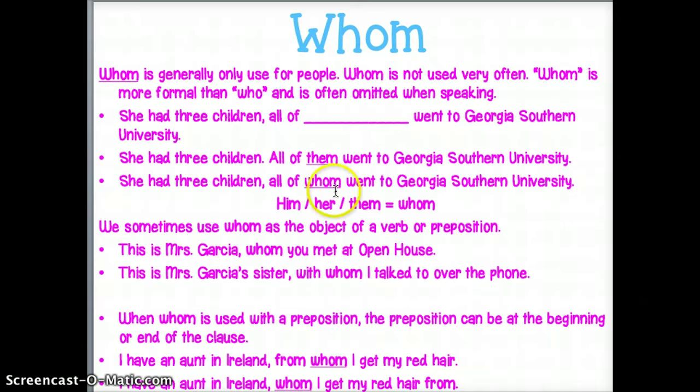Now let's talk more about when and why we use each one. Whom is generally only used for people. Whom is not used very often because it's more formal than who and is often omitted when speaking.